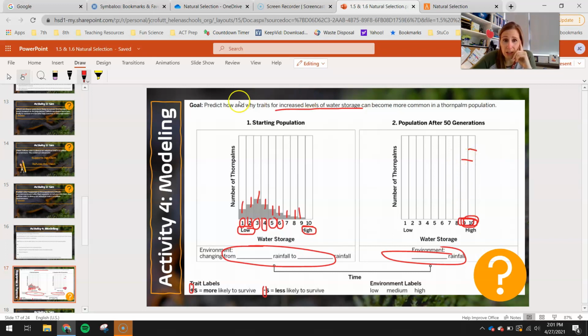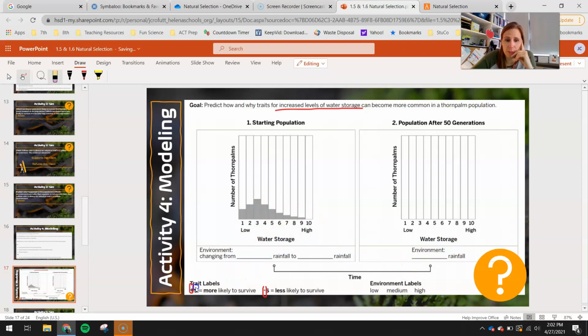So you've got to think about what environment is going to do that and what that's going to look like afterwards. Really, we're focusing on having a lot more water storage. So what environment is going to cause that to happen? Then you're going to draw out your histogram down here and tell me how it's going to look after you've made this environment change. How are those traits going to shift, and how's that distribution going to change for the numbers in that population?